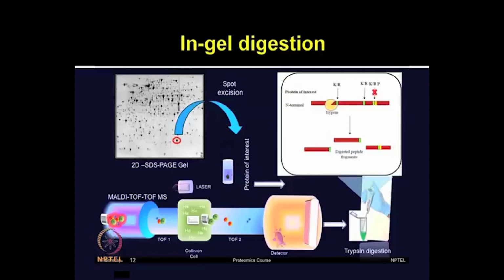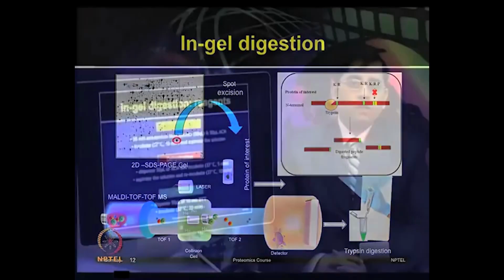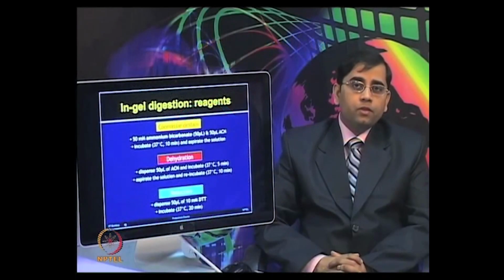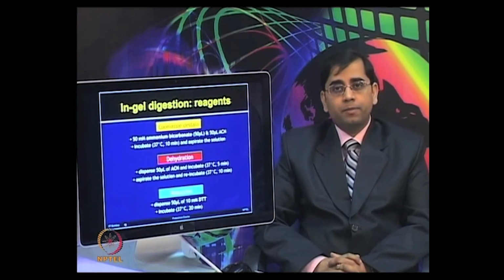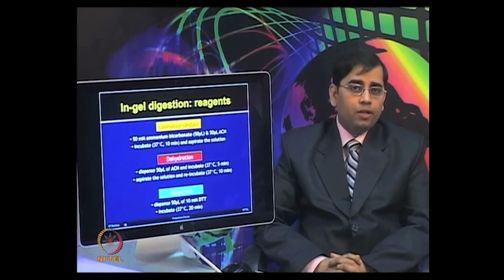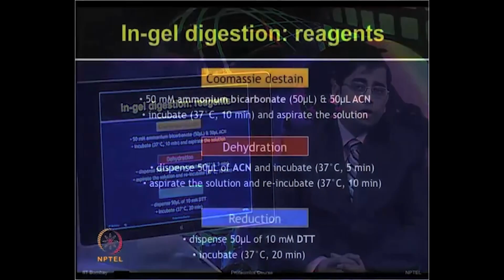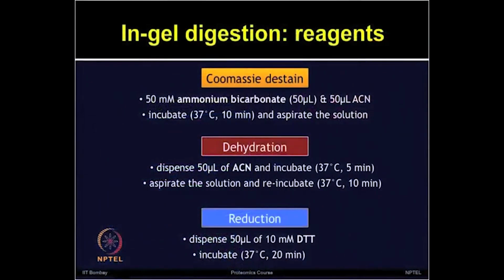So, a similar protocol can be modified and used for various types of applications in proteomics. This slide gives you various recipes for performing in-gel digestion. The first step is the de-staining of the spots or the band, because you have stained the gels with Coomassie Brilliant Blue or some other stain, and first of all you would like to remove the stain. Stain removal is essential prior to the mass spectrometric analysis.